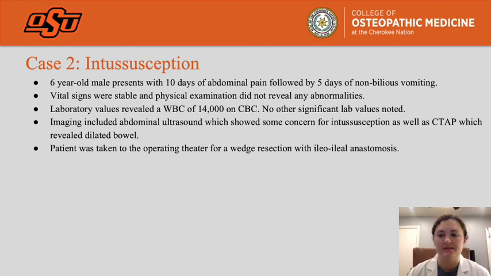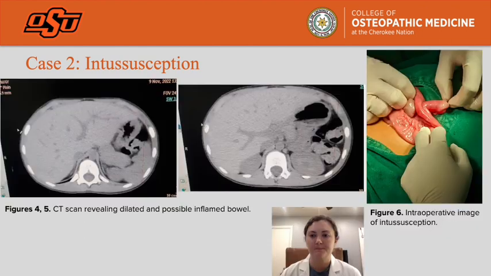Case 2 is an example of Meckel's diverticulum causing intussusception in a 6-year-old male. This patient presented with 10 days of abdominal pain followed by 5 days of non-bilious vomiting. Vital signs were stable and physical exam did not reveal any abnormalities. Lab values were significant for a white cell count of 14,000, and abdominal ultrasound and CT abdomen pelvis were obtained, which showed dilated bowels and some concern for intussusception. This patient was taken to the OR for a wedge resection with an ileo-ileal anastomosis.